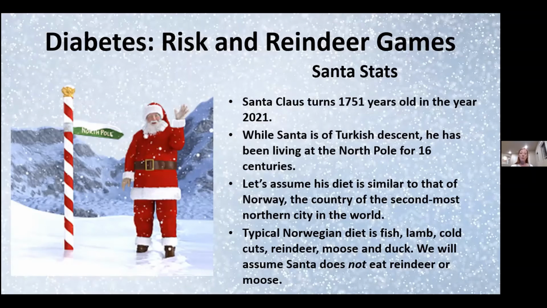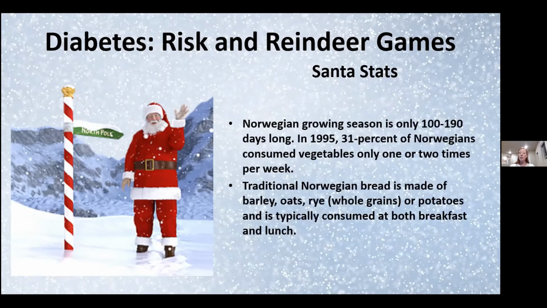So a typical Norwegian diet is fish, lamb, cold cuts, reindeer, moose, and duck. We will assume that Santa Claus does not eat reindeer or moose. So the Norwegian growing season is only 100 to 190 days long. So that's about a third to a half of the year, if I'm doing some quick math correctly.